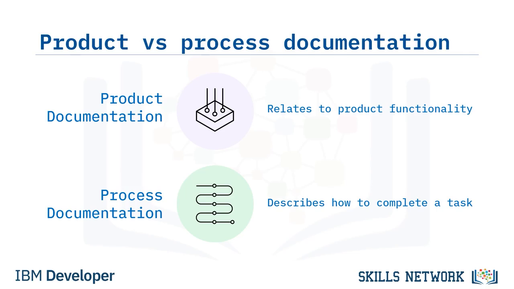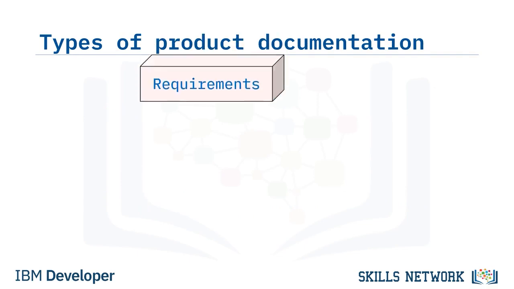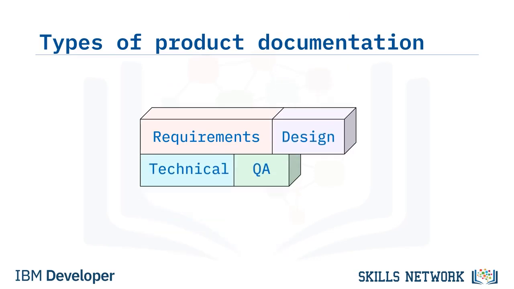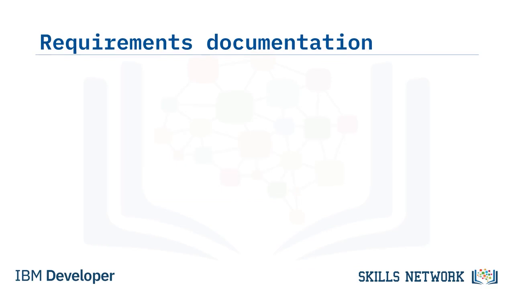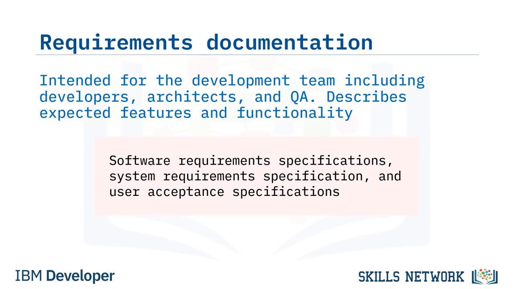Okay, now let's discuss some specific types of product documentation. There are many types of documentation, and we will discuss 5 categories, including requirements, design, technical, quality assurance, and user documentation. Requirements documentation is written during the planning phase of the SDLC and is intended for the development team, including the developers, architects, and QA personnel. Requirements documentation describes the expected features and functionality of the software system. It includes the software requirements specifications, system requirement specifications, and user acceptance specifications.